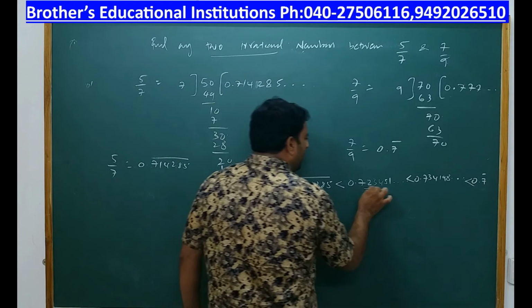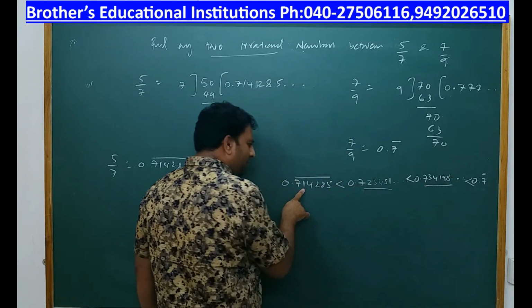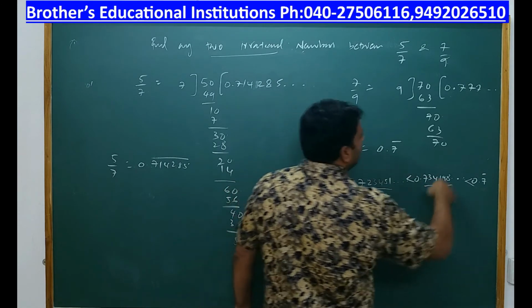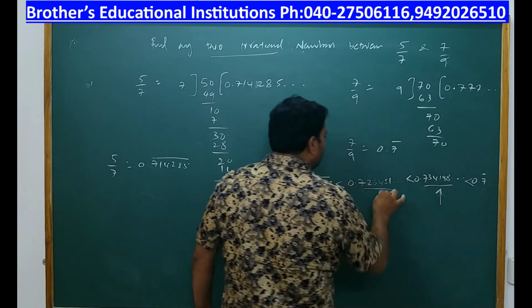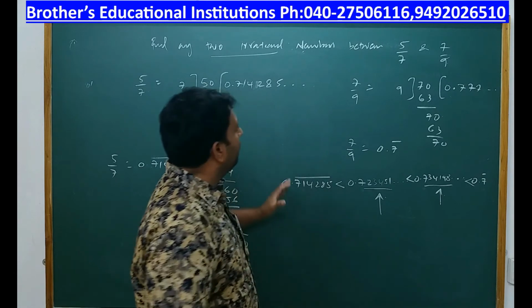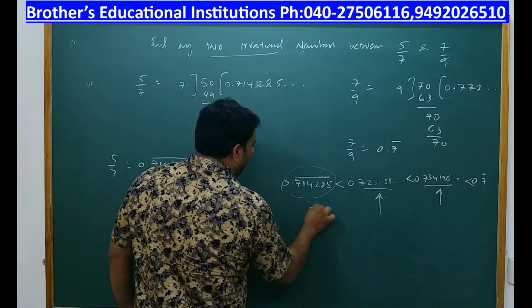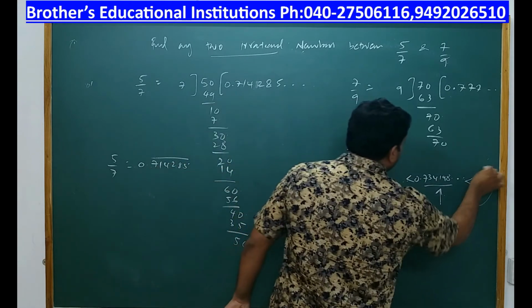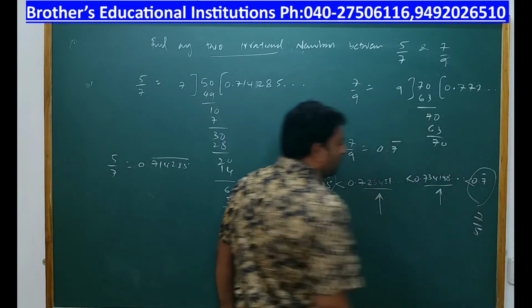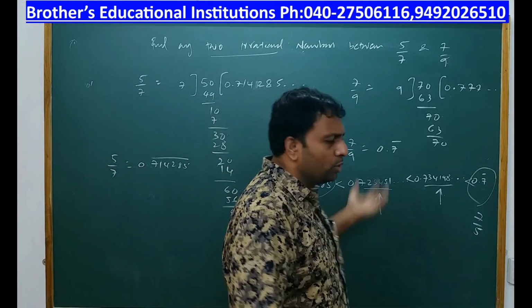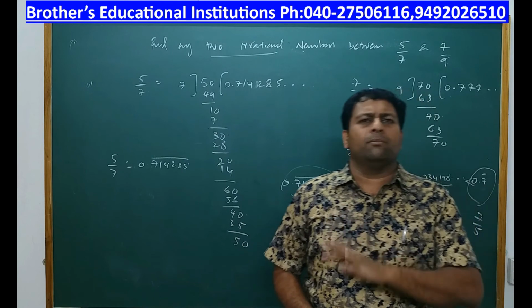So I can write any number of my choice. What is important is this 71. Next is 72. After 72 is 73 and then comes your 77. So these two are the numbers which are in between 5 by 7 and 7 by 9. So I am sure you now know how to insert two irrational numbers between two given rational numbers.